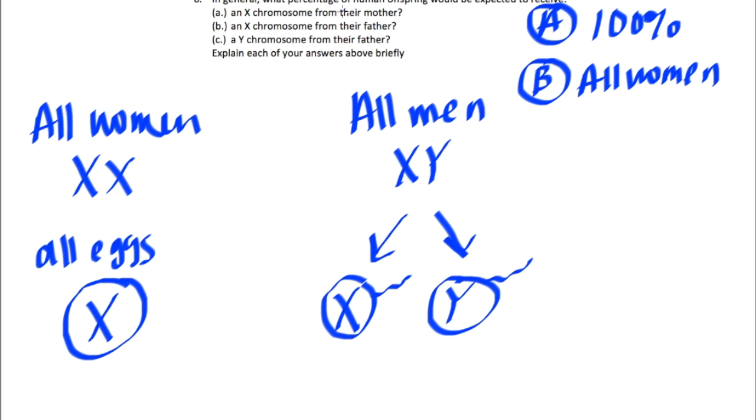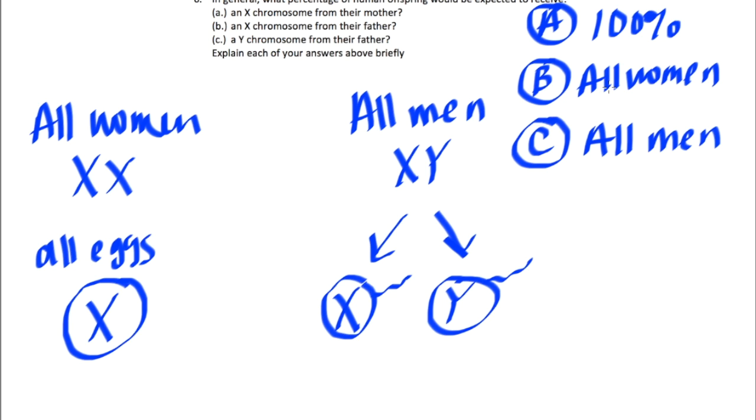So all women will get an X chromosome from their father, and for question C, all men will get a Y. So no woman will get a Y chromosome from her father. If she got a Y chromosome, then she would no longer be a woman, she'd be a man. Okay? So this is question number 6. Again, if you want to write a percentage, I would probably go with 50% women and 50% men. But then again, to be honest, writing a percentage for B and C really doesn't make sense to me. So I would probably just write something like 100% will get, as long as you're getting the idea that 100% of the population will get an X chromosome from their mother.